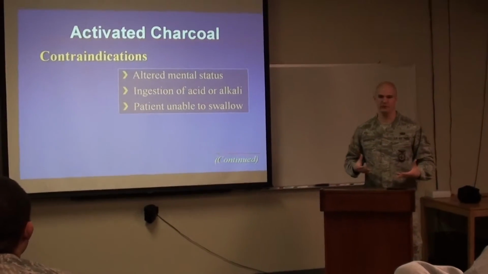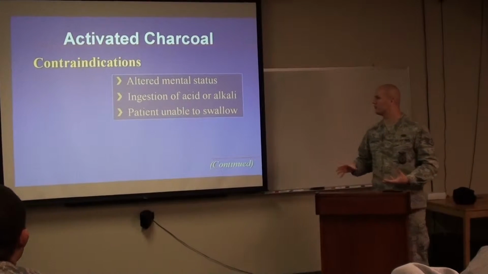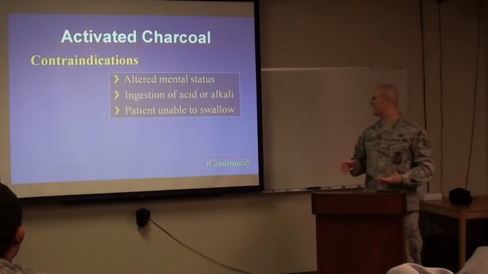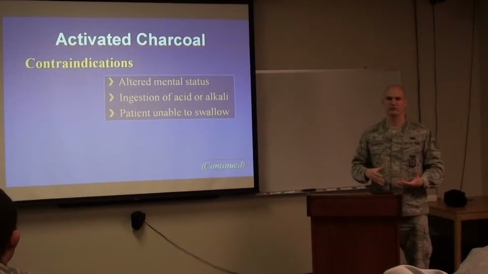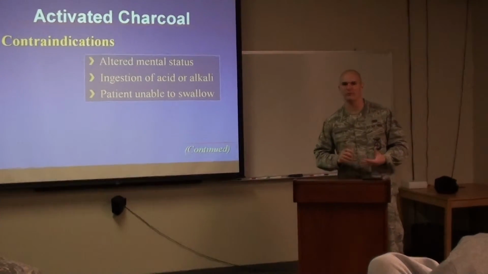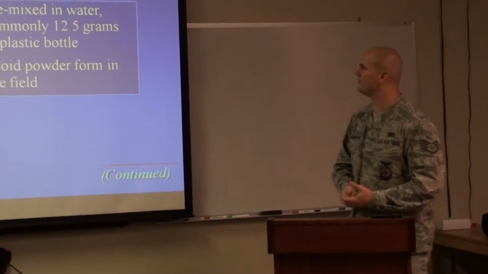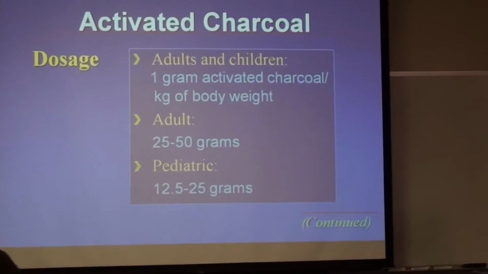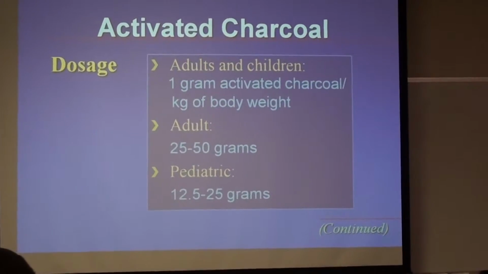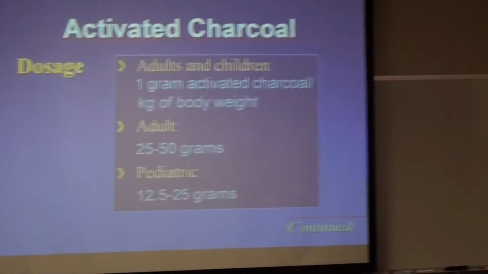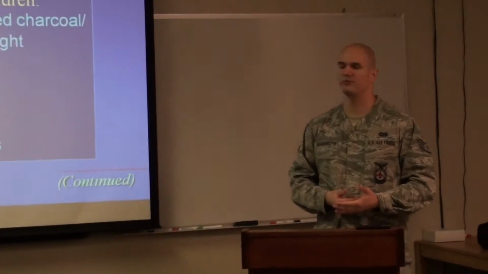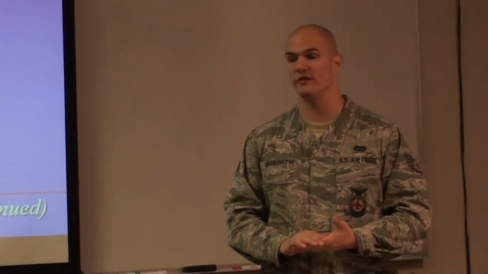Contraindications are when you don't want to use it. And that's when the patient has an altered mental status, ingestion of an acid or an alkali, and the patient is unable to swallow. Obviously, you don't want them to try to swallow something that they can't swallow. The dosage for adults and children, 1 gram is 1 gram for adults and children. Adults are 25 to 50 grams. Pediatric patients are 12.5 to 25 grams.